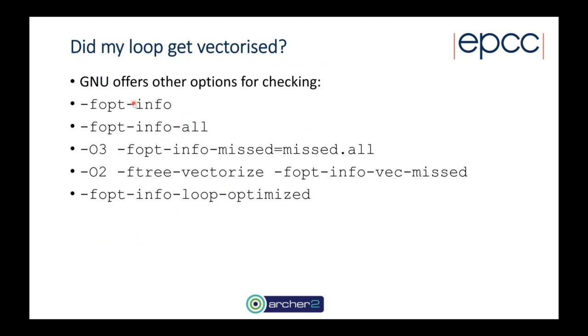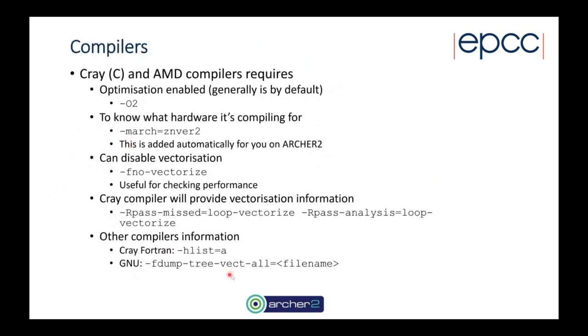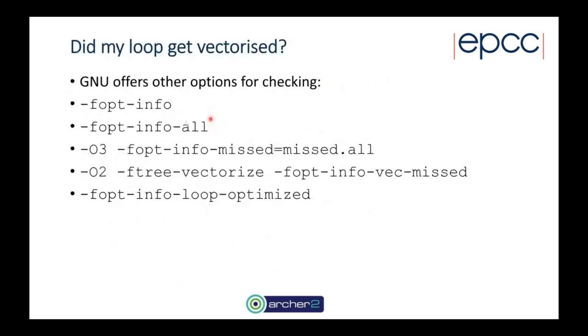GNU actually offers you a bunch of different ways of saying how did I vectorize. So you can also get further information from GNU on the optimization the compiler's doing by using -fopt-info-all, or by using -fopt-info-vec-missed. There's actually a range of different things we can use to get there from the compiler, and most of them will give you something useful. This one here, the dump tree vec all, is quite a good one, but opt-info all is also reasonably sensible. It just produces quite a lot of information when we do that.